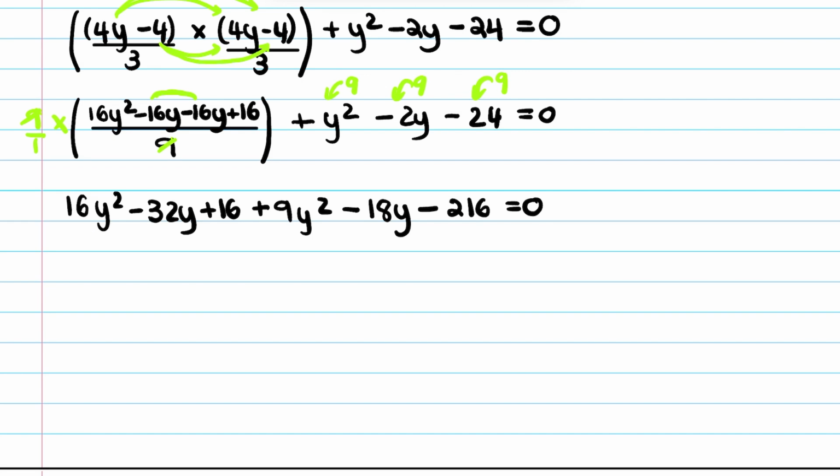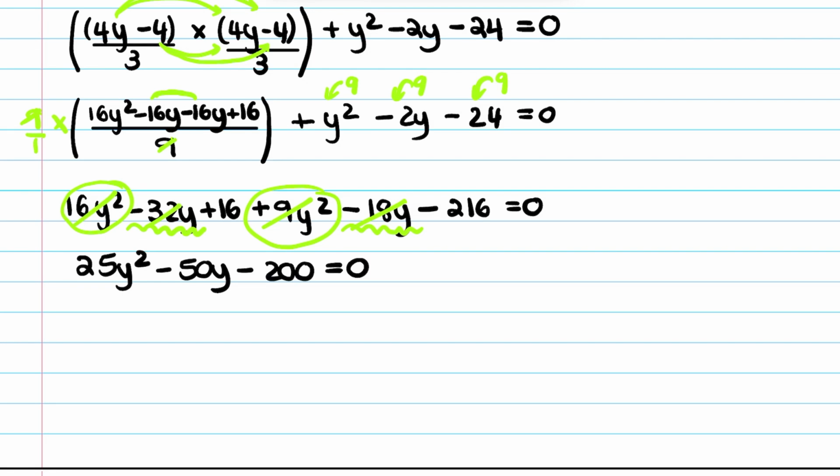Now I can simplify. I like to work with my y squared first, so I'm going to have that one and that one. So 16 plus 9 is going to give me 25y squared. I'm going to cross them out because I don't need them anymore. I've worked with them. Then I'm going to look at my y values, which is negative 32 minus 18. That's going to give me negative 50y. Cross them out because I've worked with them. And then I have plus 16 minus 216, which will give me minus 200 equals to 0.